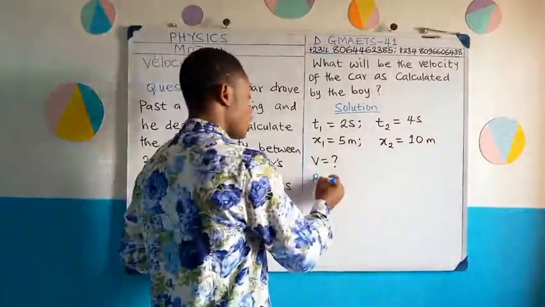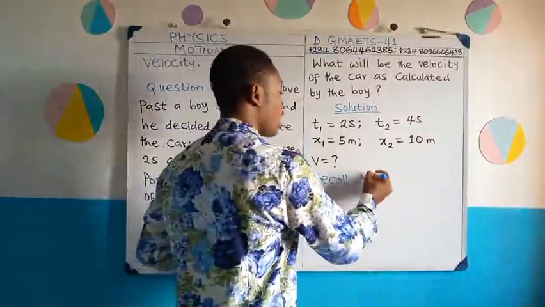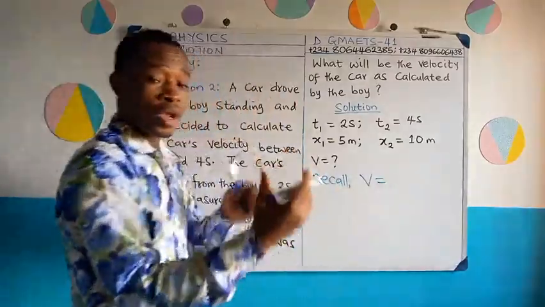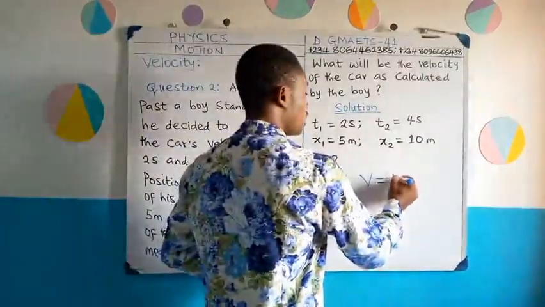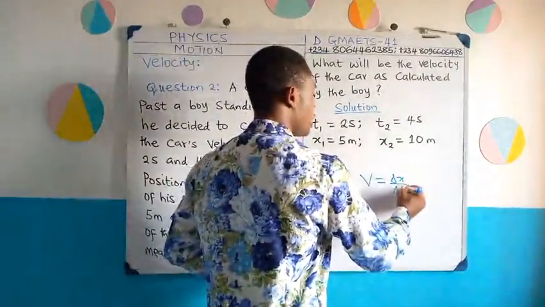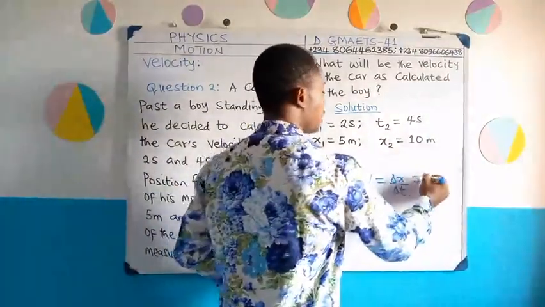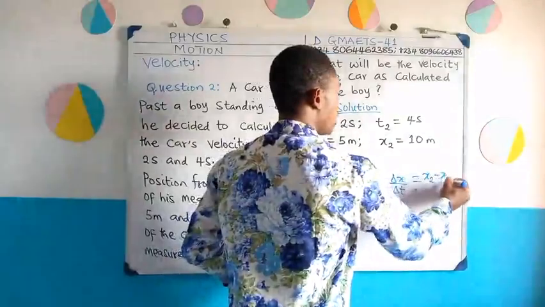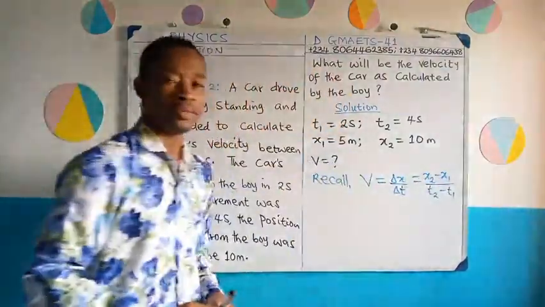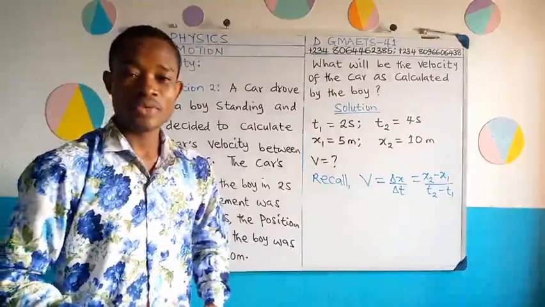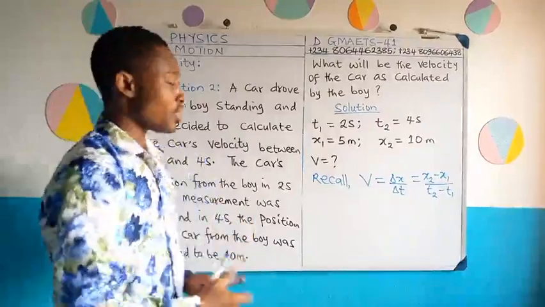So we're going to find out what velocity the boy would calculate to be the velocity of the car. Now, we will recall, as usual, the formula for calculating velocity when you're talking about different positions. The formula is change in x over change in t. Remember, this change in x over change in t is the same as final position minus initial position divided by final time minus initial time. This is the formula we already wrote as the formula for calculating average velocity.